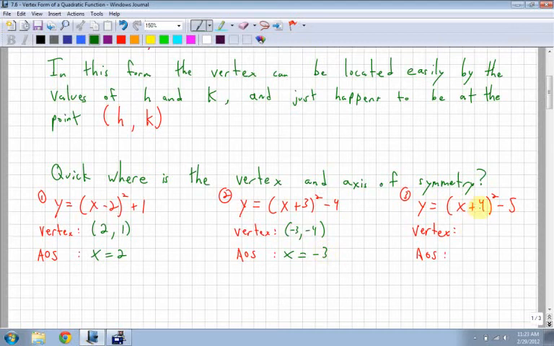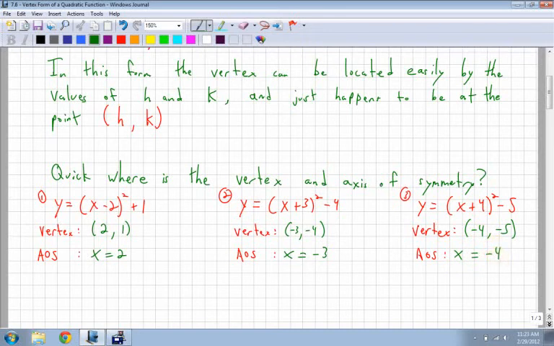All right, now where's the vertex of this one? Okay, I got x plus 4. So I know that's negative 4. And negative 5. Minus 5. Good. Okay, axis of symmetry. Again, just the x value of your coordinate. So x equals negative 4.